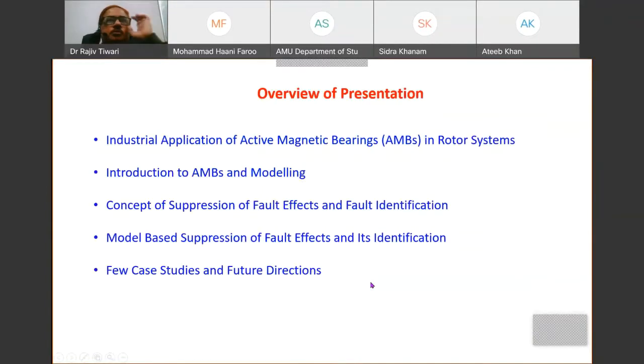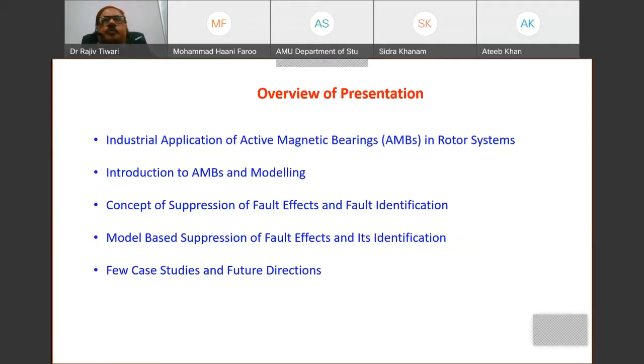So yeah, this is the overview of my presentation. So first I will introduce some application of magnetic bearing in industrial applications. And then I will come to the introduction of magnetic bearing and its modeling integrated with the rotor system. And then I will introduce concept of suppression of fault effects with magnetic bearing, and then its identification.